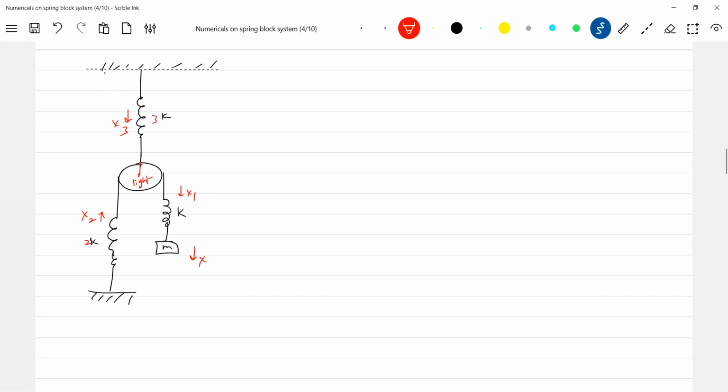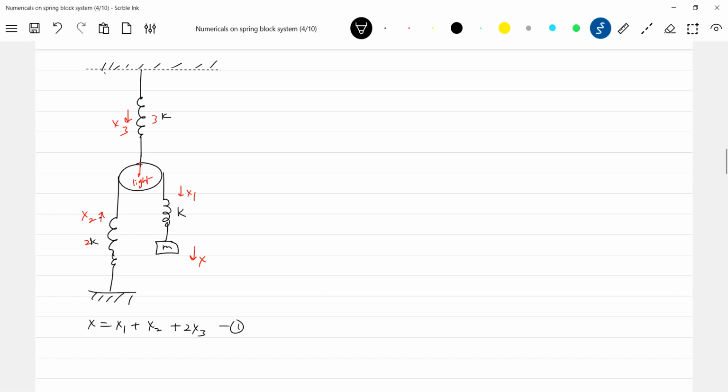So first equation, what can you write? x is equal to... the constraint equation. Assume that these two springs are not there. Then the elongation of this spring should be the displacement of the block. So x equals x2. Assume that these two springs are not there. If this point moves by 1 meter, this will move by 2 meters. So therefore, keep it here.